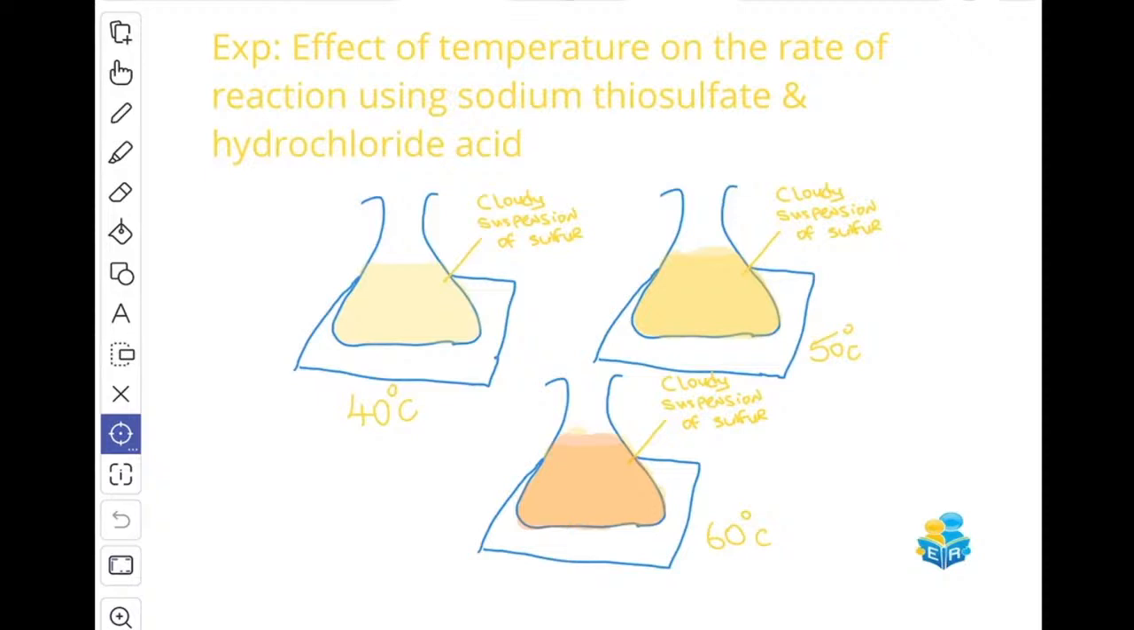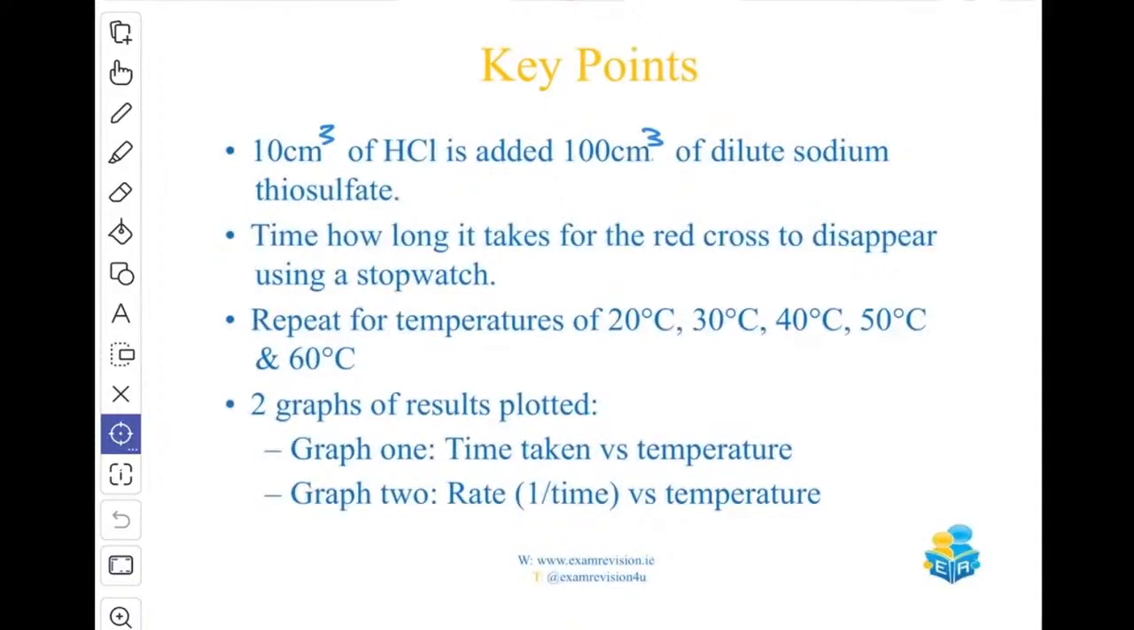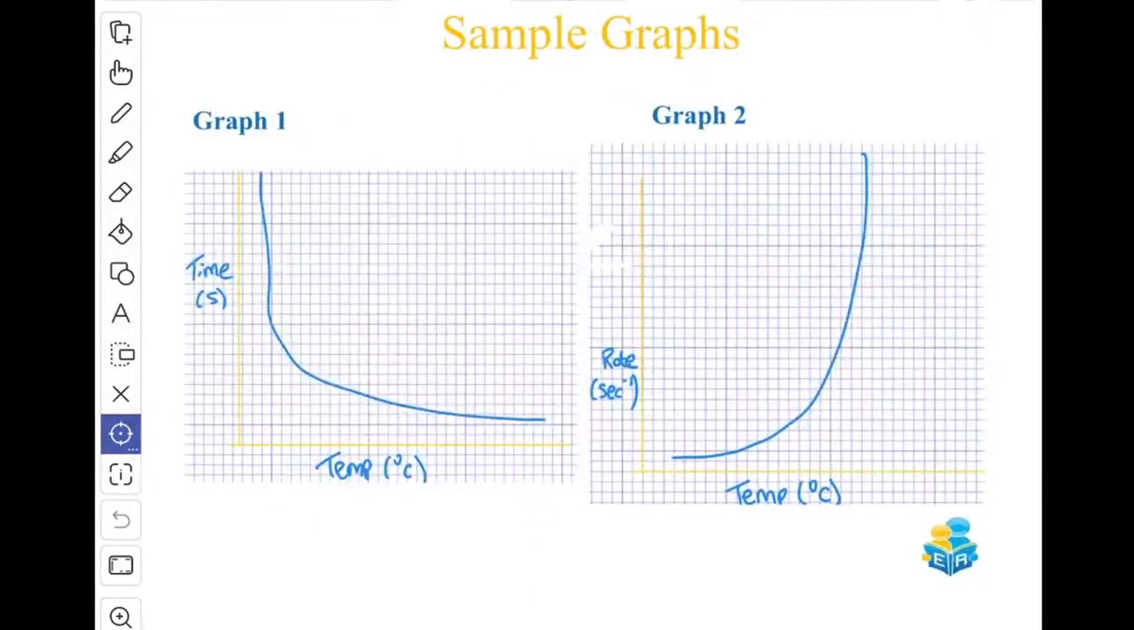So again, we would have 10 centimeters cubed of hydrochloric acid and 100 centimeters cubed of sodium thiosulfate, and you would time how long it takes for the red cross to disappear using a stopwatch. You would repeat this for temperatures of 20 degrees, 30 degrees, 40, 50 and 60. And again, you would get a table of results, and one of 2 graphs will be drawn. It will be time taken versus temperature, or rate versus temperature. So we can see here I have the 2 graphs, and your results table would look as follows. So you would have temperature, you would have time taken, and then you would have the rate.